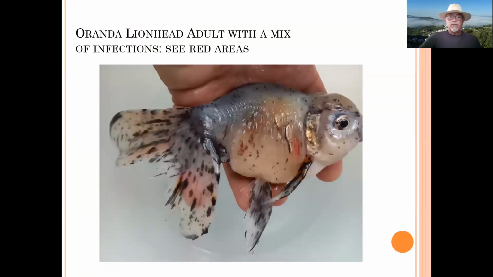Well, the lionhead, here you see the photograph of it. You can see some red markings on the side here of the fish. It looks very nice in body, but he had some extra fluids in the abdomen and some raised scales. So some reddish areas, which was of course showing that the fish was in distress.